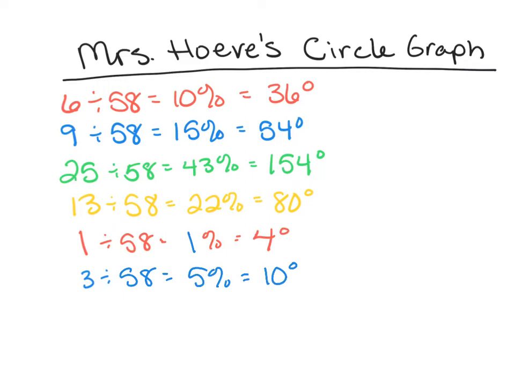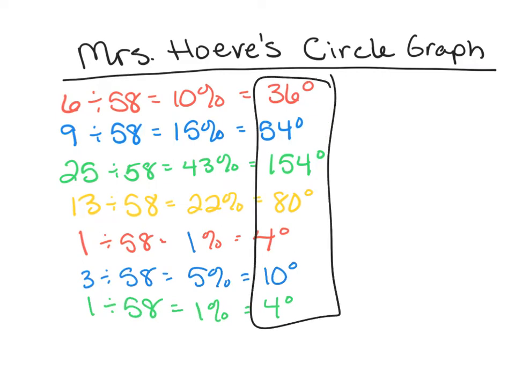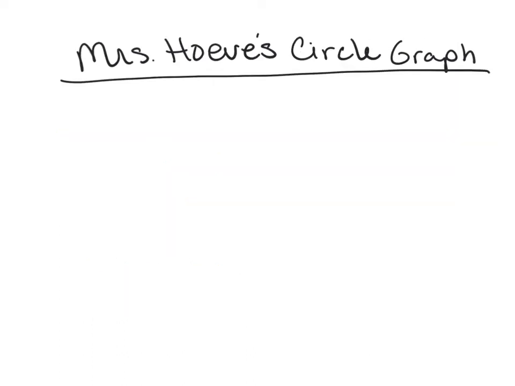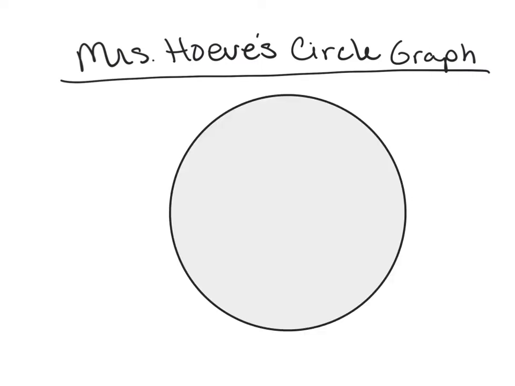And then my 70 to 79-year-olds was back to my 1, which was 1%, which gave me about 4 degrees, thereabouts. I kind of rounded. It's not going to be perfect at all. The degrees here is what I'm going to be using to make my circle graph. So I'm going to make a circle. I want it nice and big. There it is.